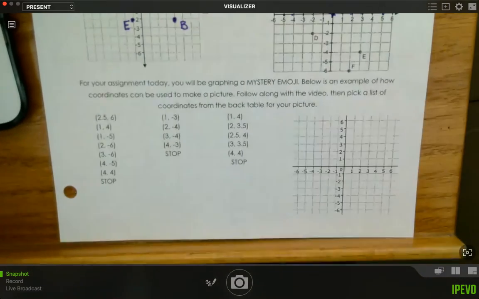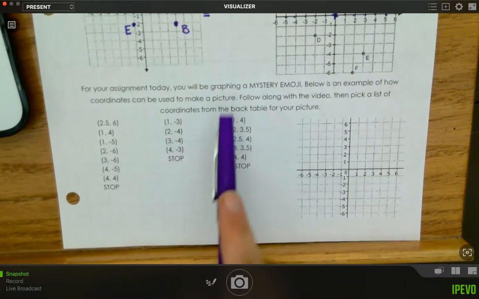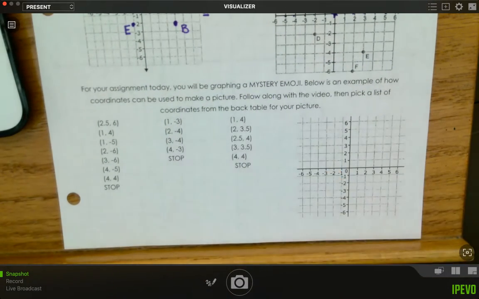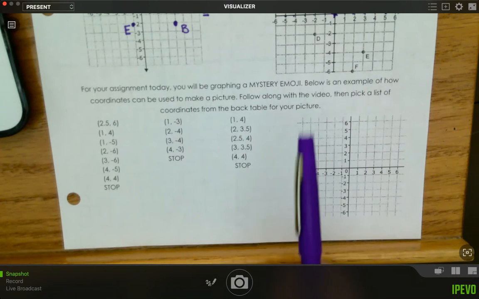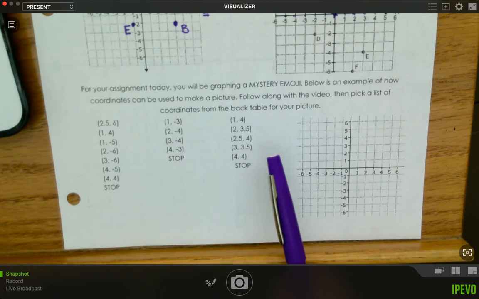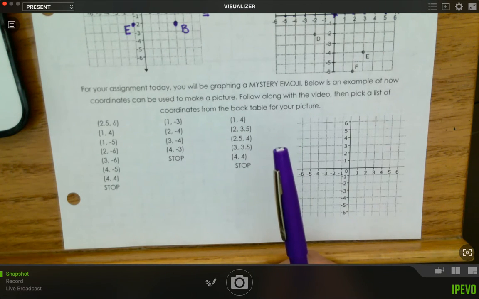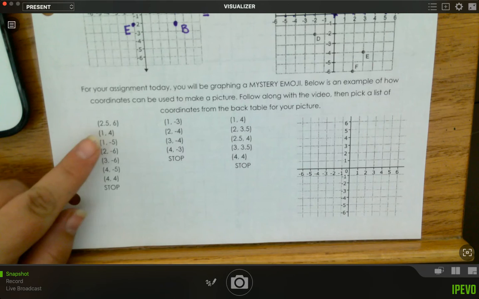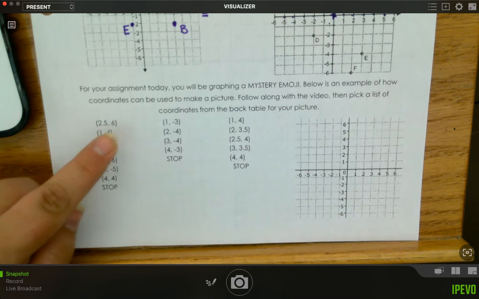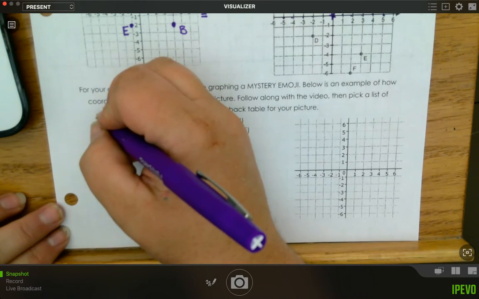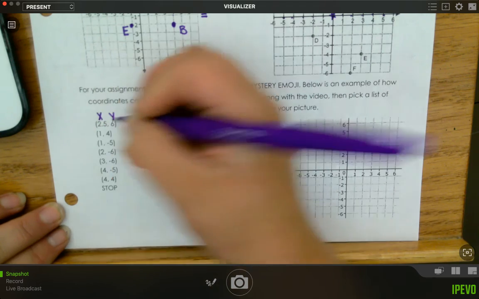Now, here's what you guys get to do today. We're going to be graphing mystery emojis, meaning you don't know what it looks like yet. Your coordinates are in the back of the room on the circle table. First, let's practice how to do this one so you know what to do. There's going to be a couple of decimals, but they're only going to be halves. For example, 2.5, 6. These are your x's, these are your y's.